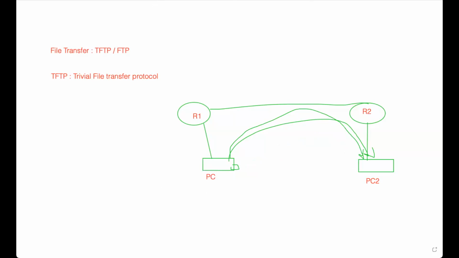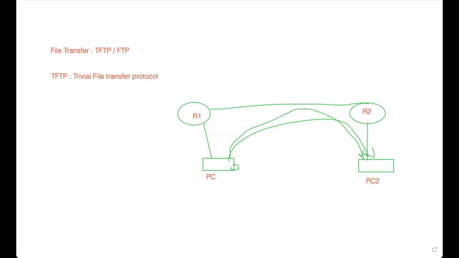So in TFTP, basically, it's a simple protocol that is used to transfer configuration files between two devices. But FTP is more advanced, and it is used to send larger files. For example, a video that is in gigabytes, a big file, FTP is used. And if it's a small file, TFTP is used.